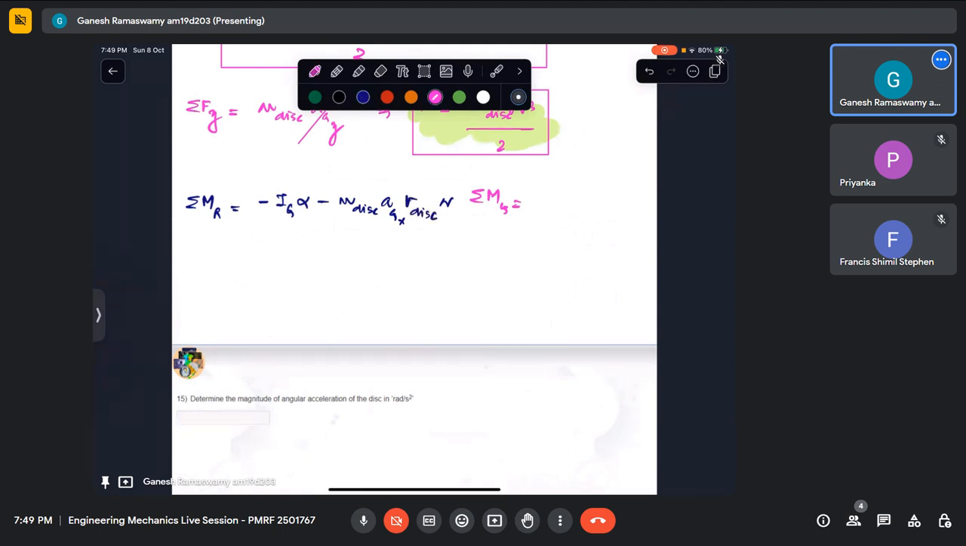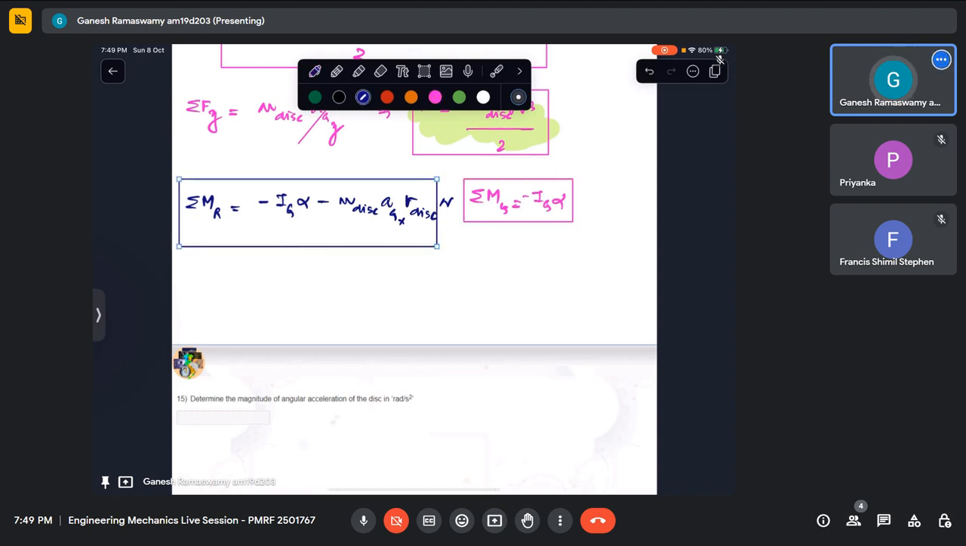Or this will be just minus Ig alpha. So this is what changes when we shift the point where we are taking the moment. Both should give the same result because the results are objective, but this is how it changes, is what I'm trying to emphasize.